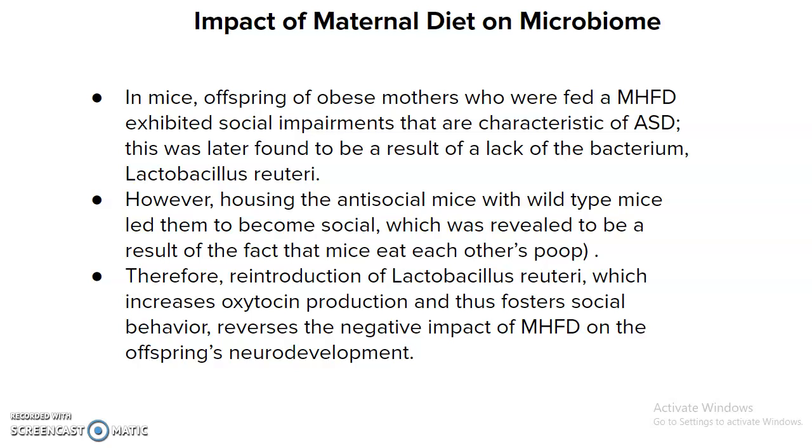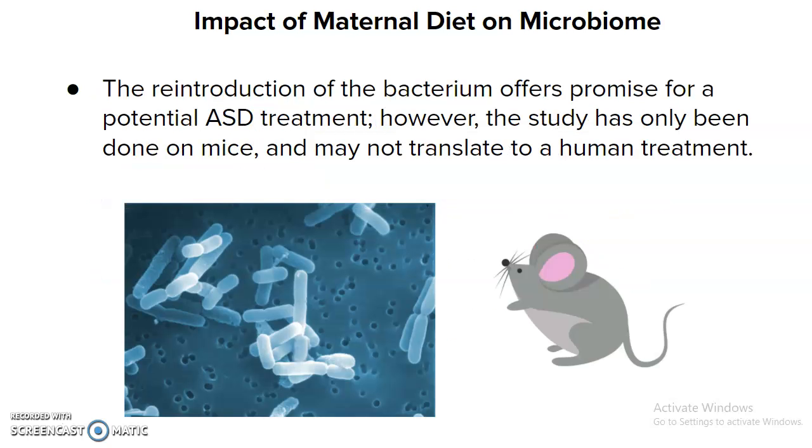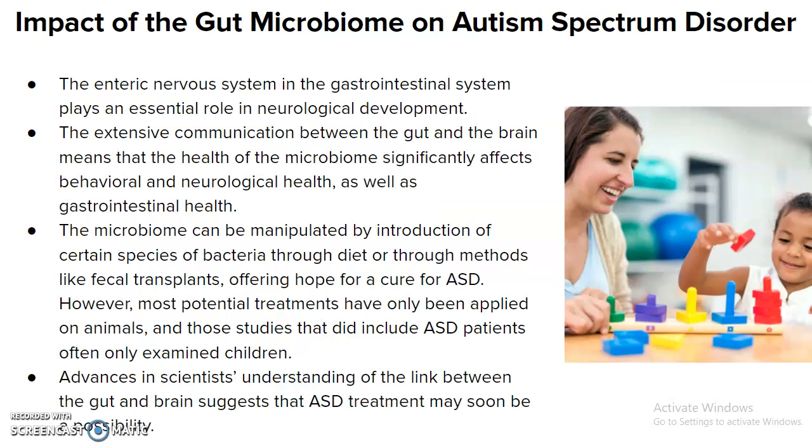So this suggests that reintroduction of Lactobacillus reuteri, which increases oxytocin production, and that increases social behavior, has the power to reverse the negative impact of the maternal high-fat diet. So the reintroduction of the bacterium offers a potential treatment for autism spectrum disorder, but this still needs to be done on humans because it hasn't been done on anything except mice.